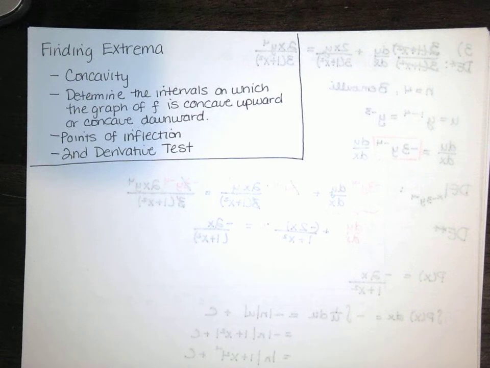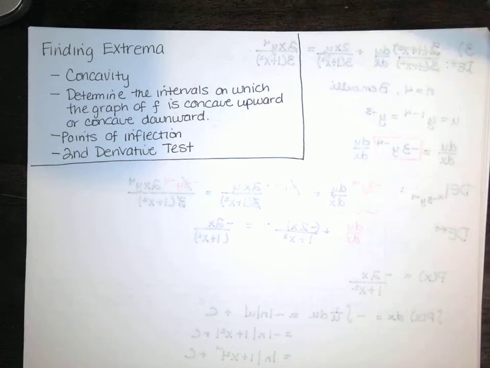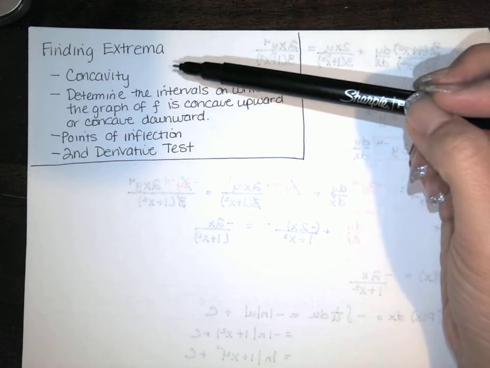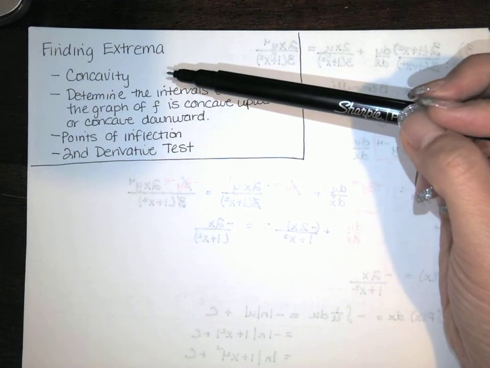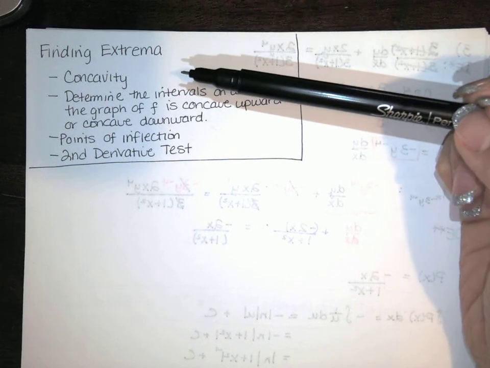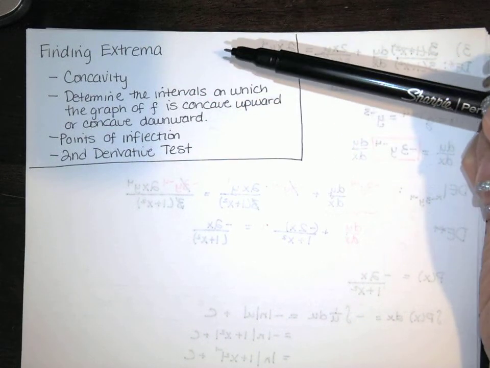In this video, we're discussing finding extrema again, but now we've got another method for finding extrema called the second derivative test. The second derivative test is intimately related to this idea of concavity. We're going to define concavity in just a minute.